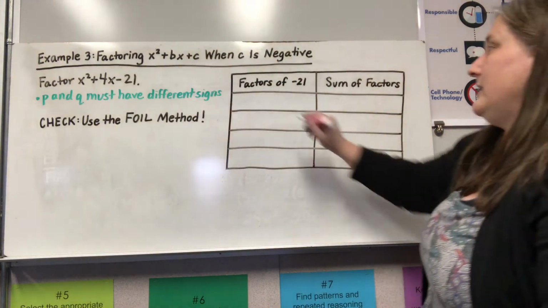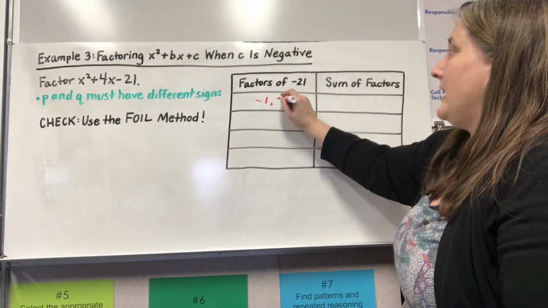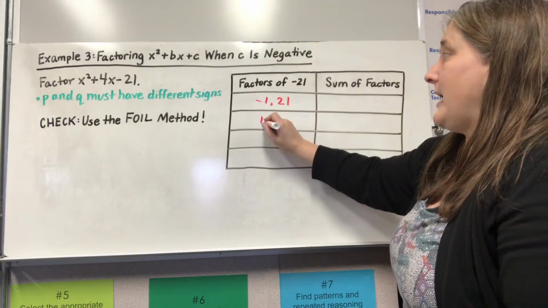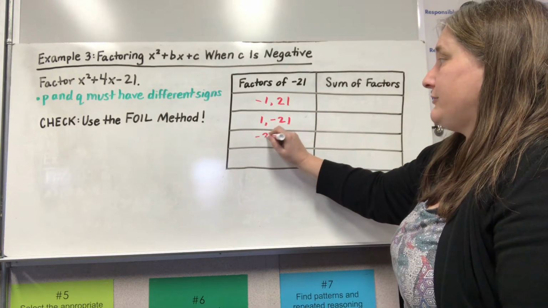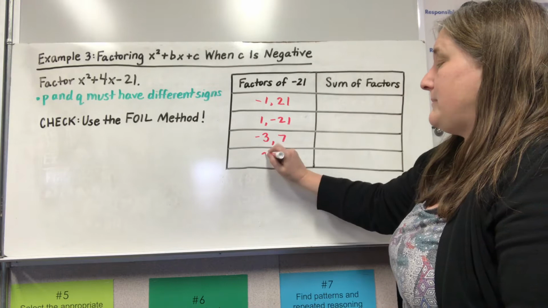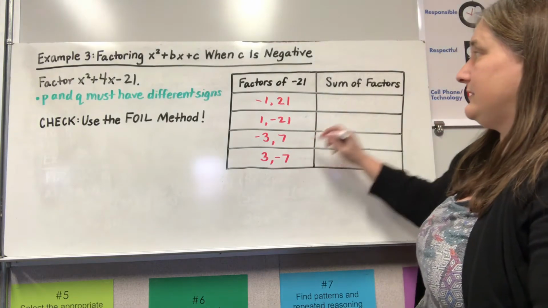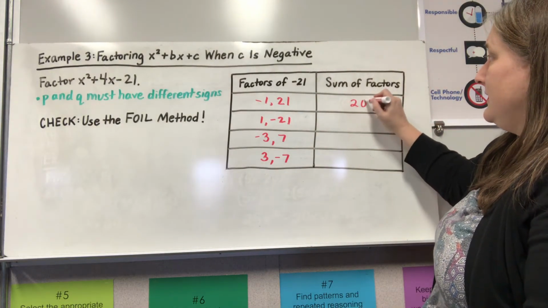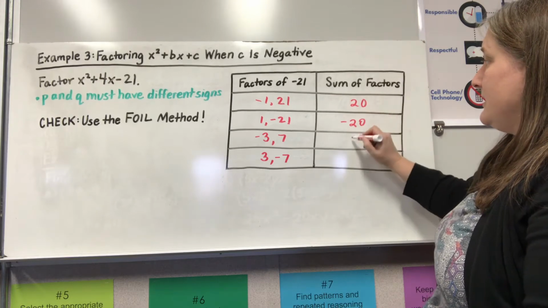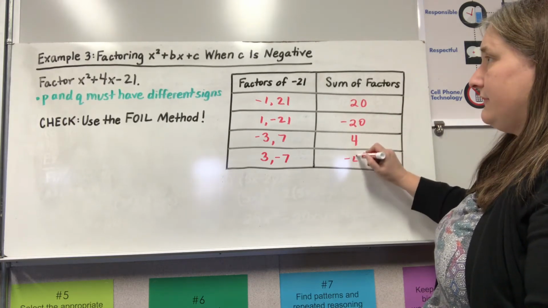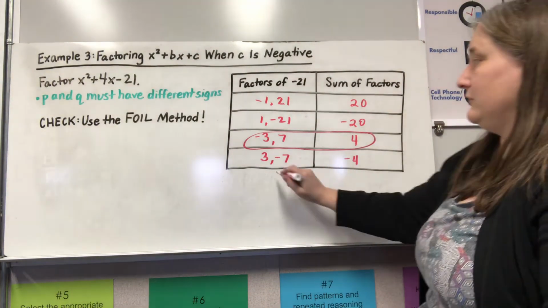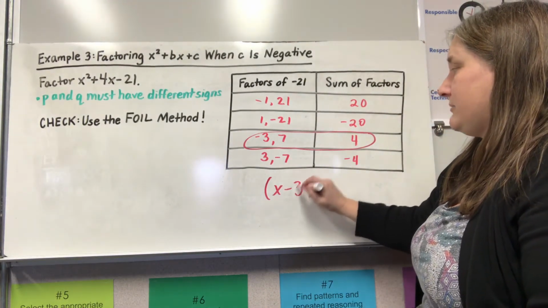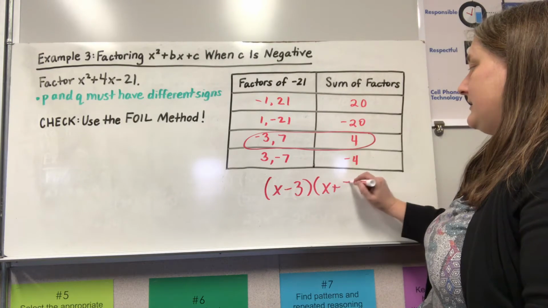So I could have negative 1 and positive 21, or maybe positive 1 and negative 21. I could have negative 3 and positive 7, or positive 3 and negative 7. So let's add these up. Here I'd get 20, here I'd get negative 20, here I get 4, here I get negative 4, and I'm looking for a sum of 4. So it looks like my answer is going to be x minus 3, x plus 7.